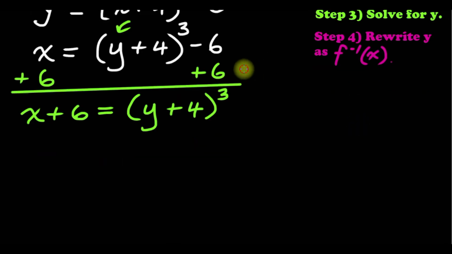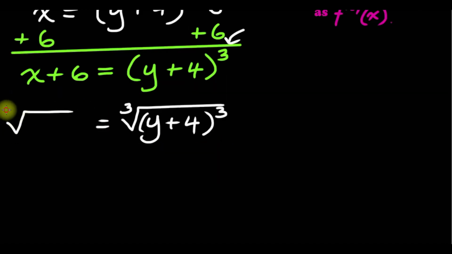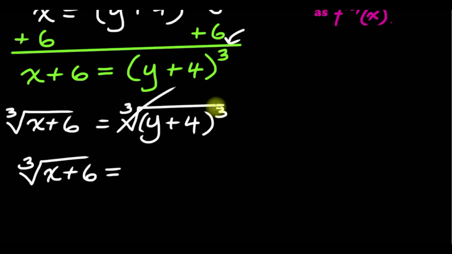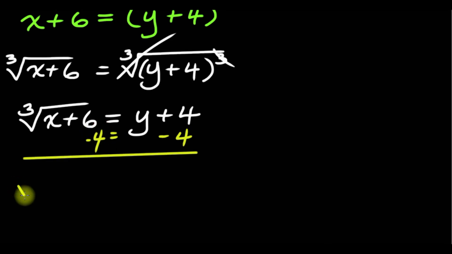Okay, so now we have to get rid of this third power. And how do we do that? Well, we have to take cube root of it. So cube root of y plus 4 to the third power, and then you have to take cube root of x plus 6. So here we have cube root of x plus 6 is, well, the cube root takes out the cube, so you're left with y plus 4. And then the last thing you have to do to get the y all by itself is to take away the positive 4. So that is to minus 4 to it, and then I would have to minus 4 to this side. So I have cube root of x plus 6 take away 4 is y.